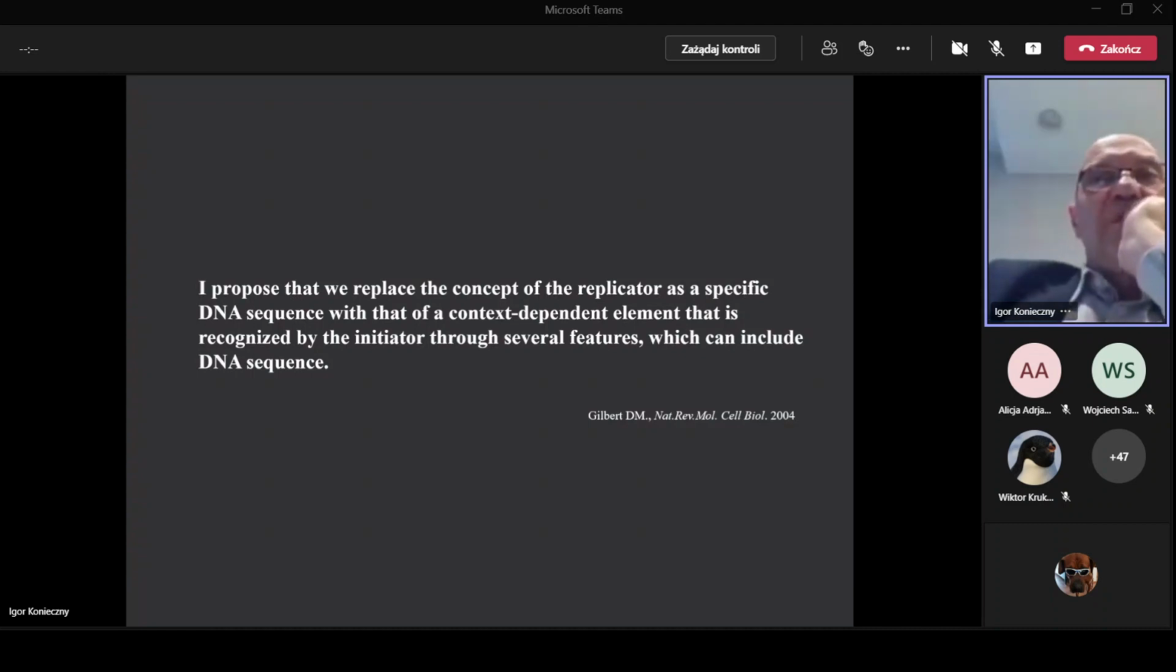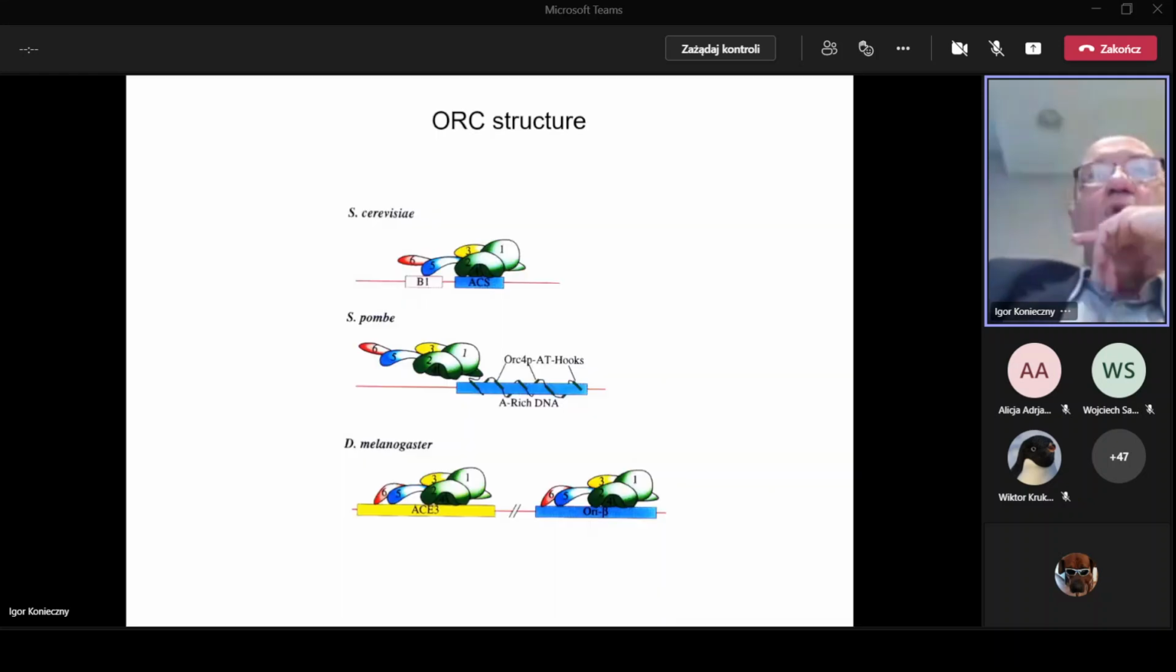Okay, so that was proposed, and it's still accepted, this concept that we have to replace the concept of a replicator as a specific DNA sequence with that of a context-dependent element that is recognized by the initiator, the origin recognition complex, through several features which can include DNA sequence. So what is the origin recognition structure?